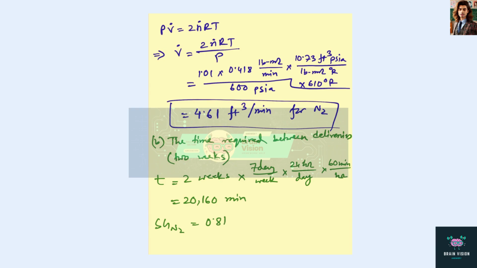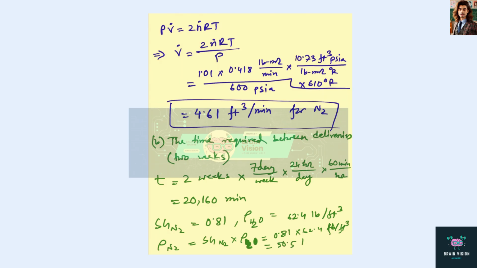Now, the liquid nitrogen has a specific gravity of 0.81 and the density of water is 62.4 pounds per feet cubed. Therefore, the density of liquid nitrogen is 0.81 multiplied by 62.4 pounds per feet cubed, which gives us the density of nitrogen as 50.5.